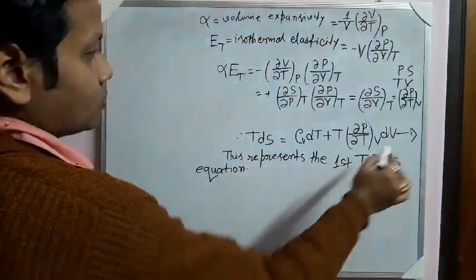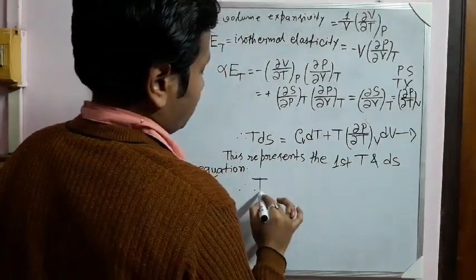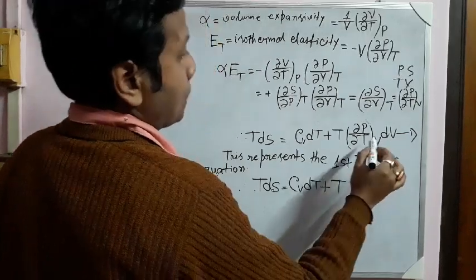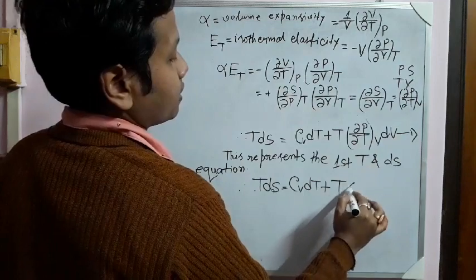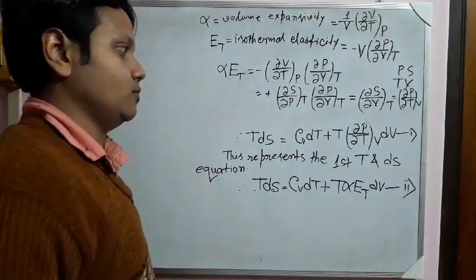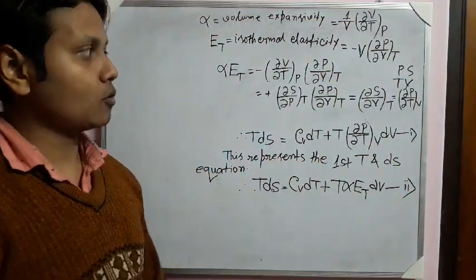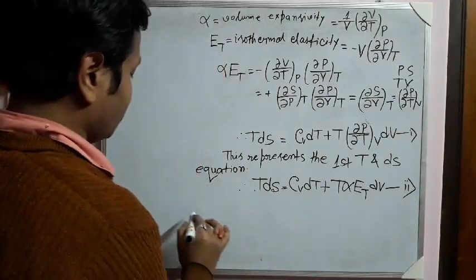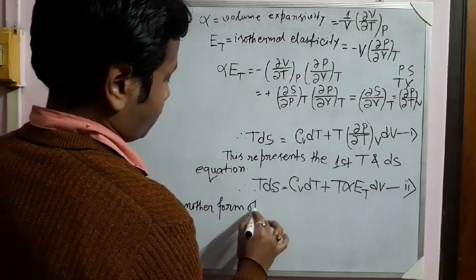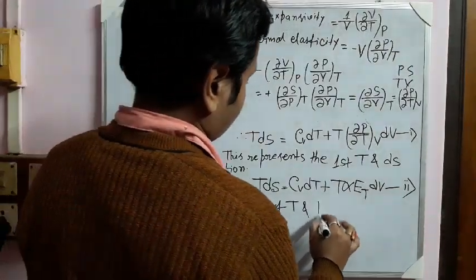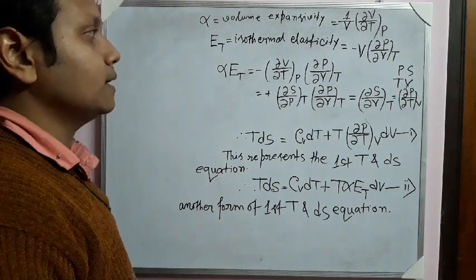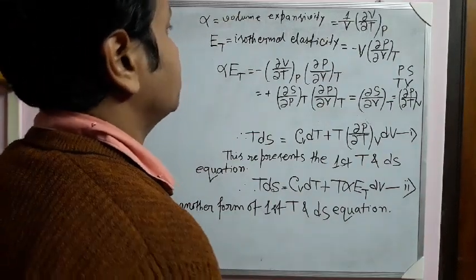So equation 1 can be written in this form: T dS equals CV dT plus T into, instead of (del P/del T) at constant volume, we put alpha times the isothermal elasticity. So this is another form of the first T dS equation.